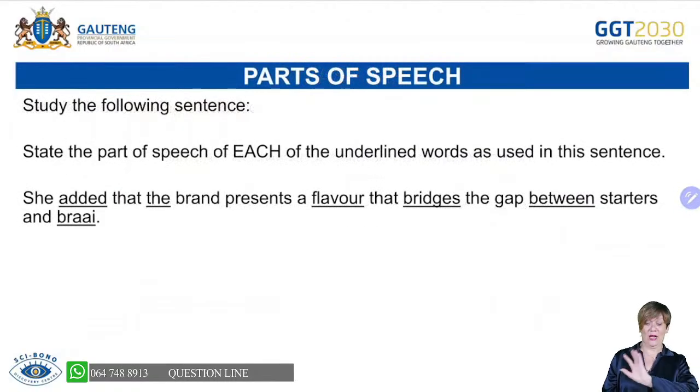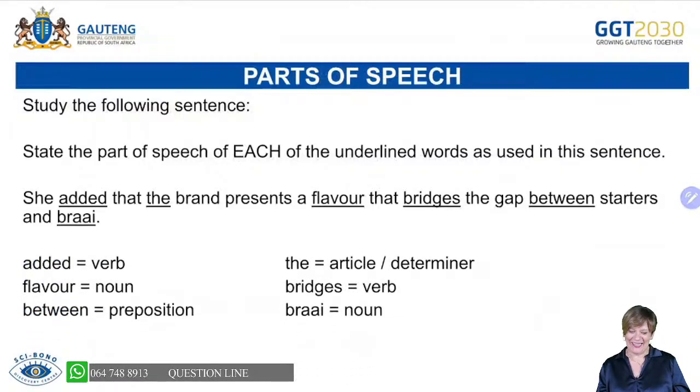Right. Oh, here's a lot of parts of speech for you here. Now remember, in the exam we probably will only ask you 2 of them. But I included a number of them. She added that the brand presents a flavor that bridges the gap between starters and brine. Now this is a good exercise for you to do. Take any sentence and try to identify all the parts of speech. If you are able to do that, then you know you can do this. So there they are. Now can you see what I've done here? I've just said noun, verb. Remember what I said to you. You're not quite sure. Don't qualify it.